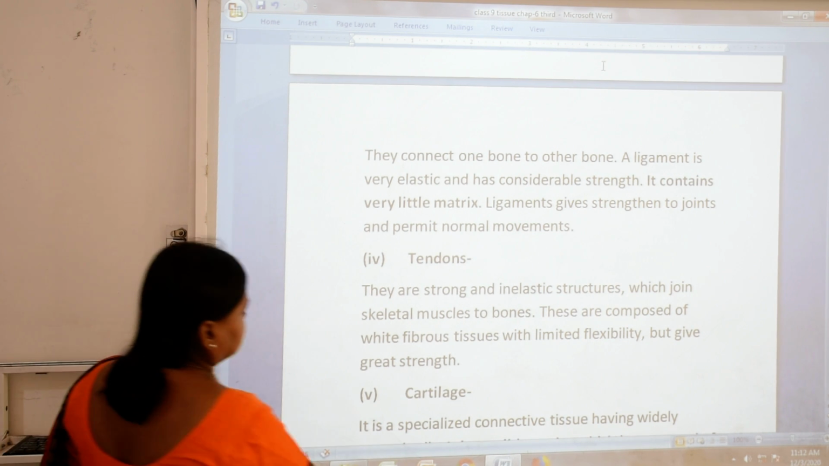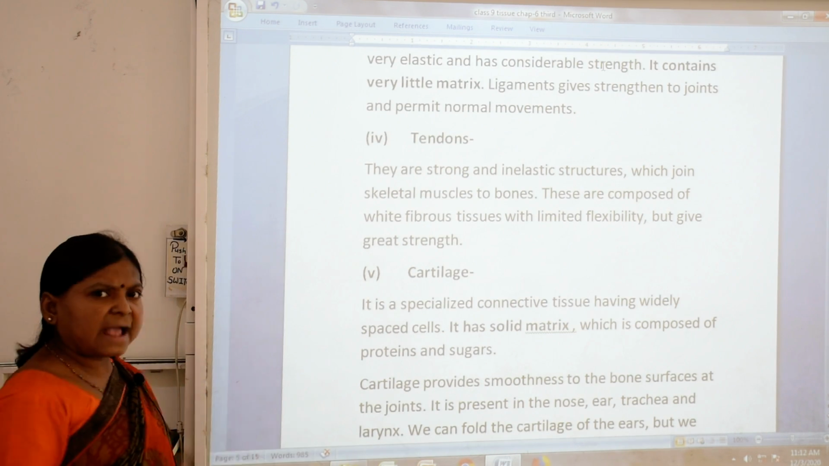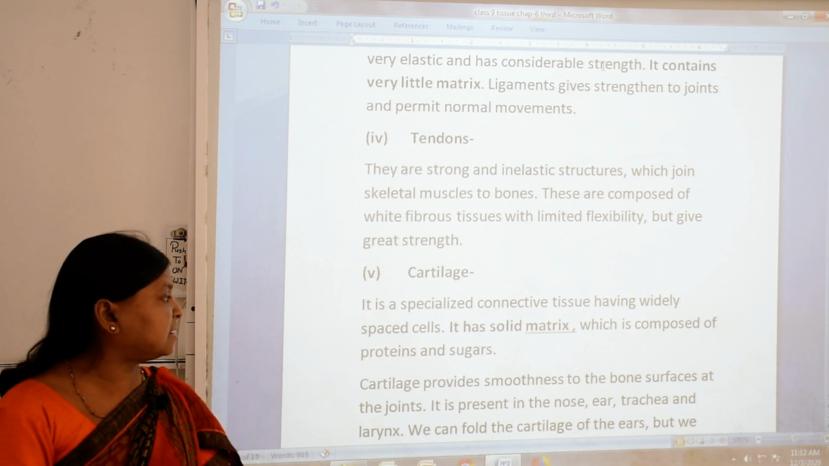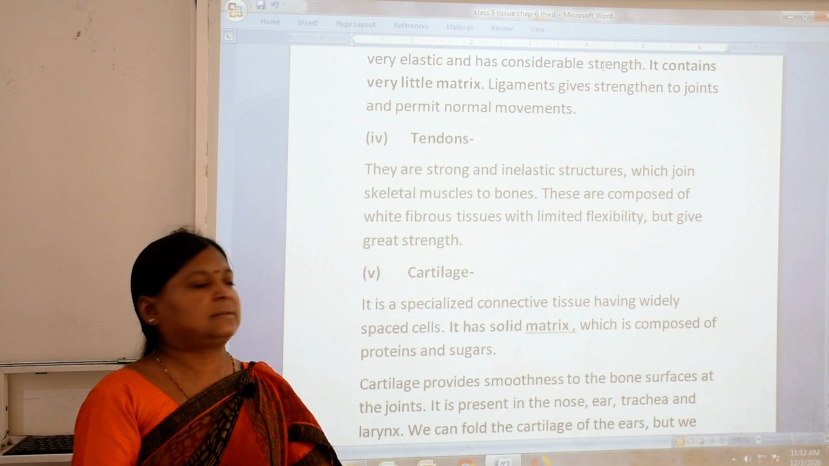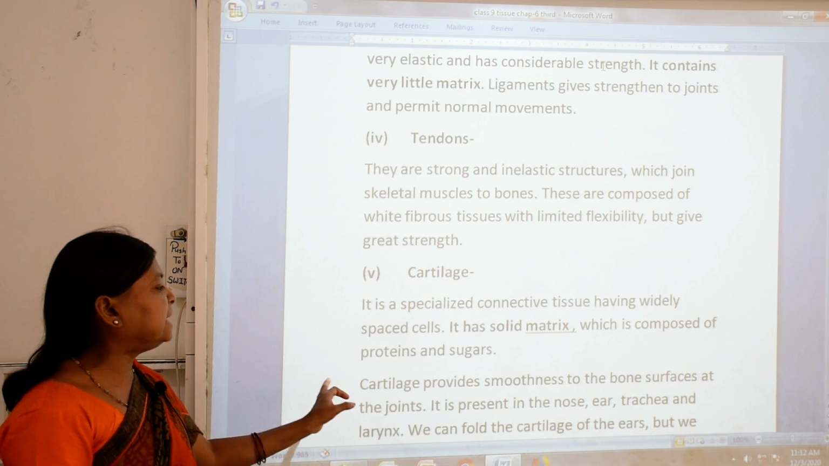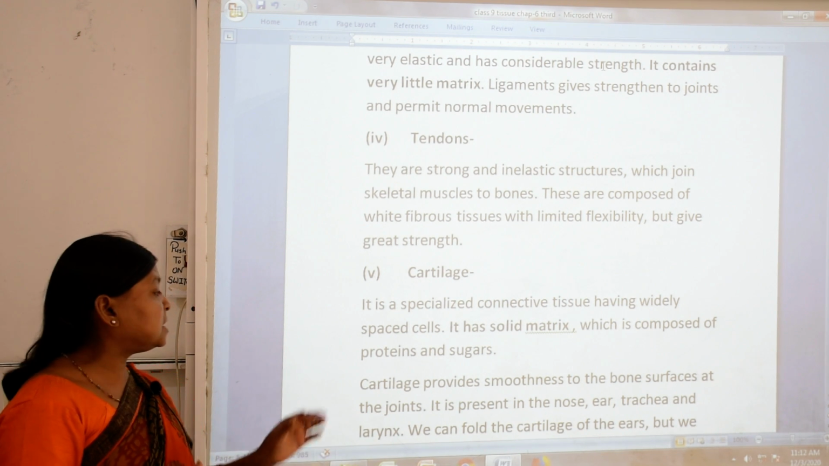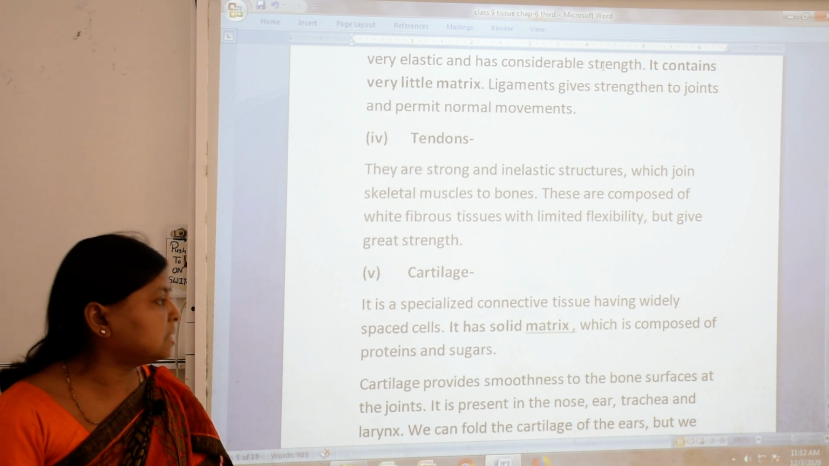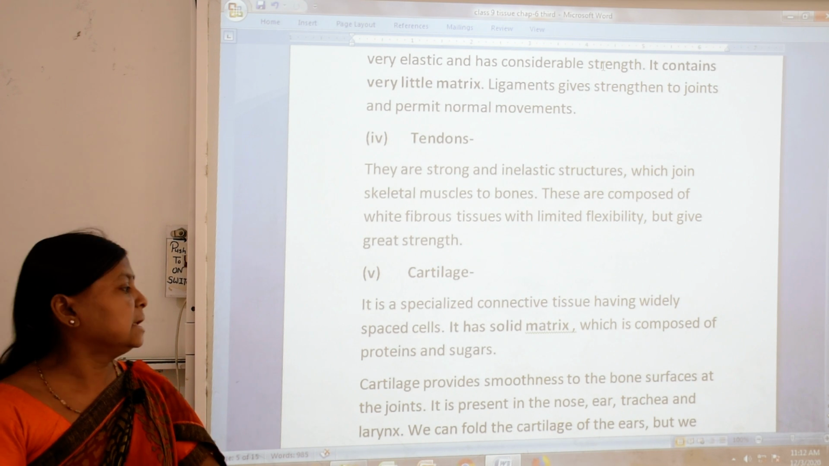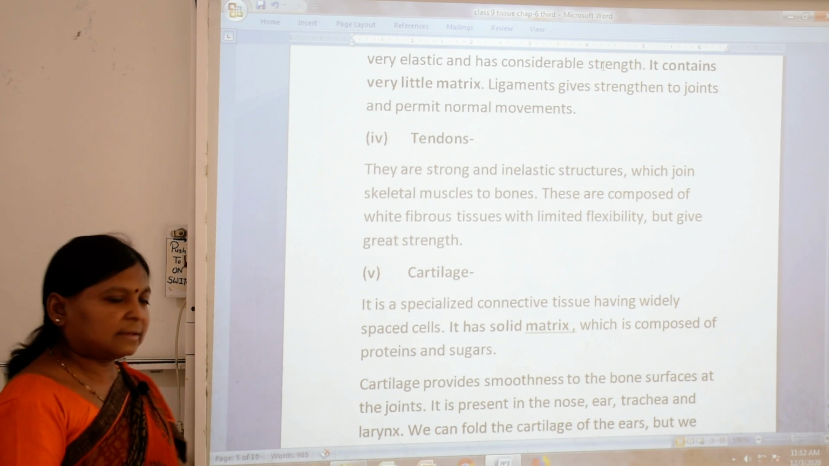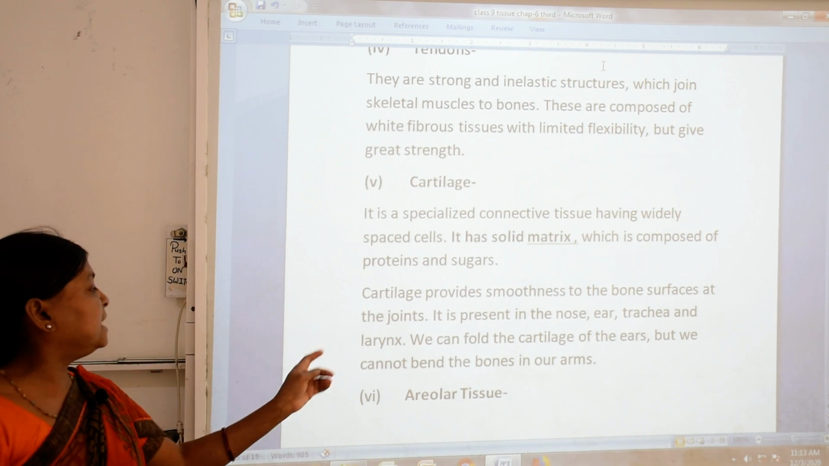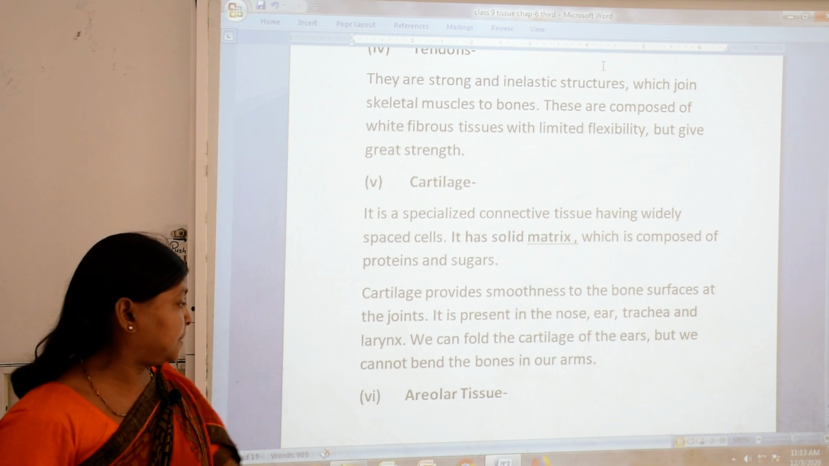Next one is the cartilage. It is a specialized connective tissue having widely spaced cells, a lot of space is present here, and it has a solid matrix which is composed of protein and sugar. Cartilage, what is its main function? It provides smoothness to the bone surface at the joints, and it is present in the nose, ear, trachea and larynx. We can fold the cartilage of the ears like that, but we cannot bend the bones of our arms.